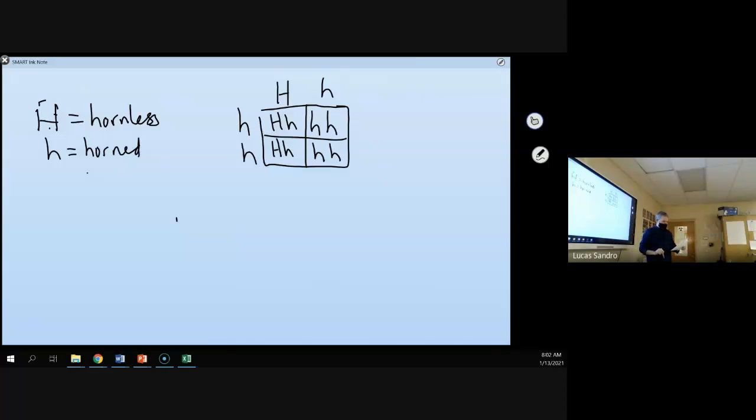So what was the question? Genotype of the bull and the cow. So bull is this, cow is this. All right, so that's number 3.